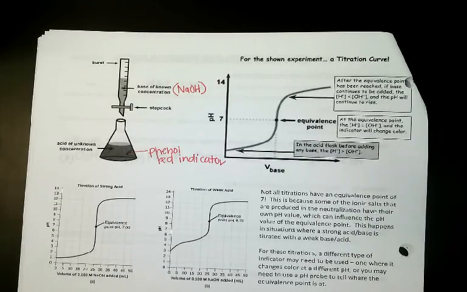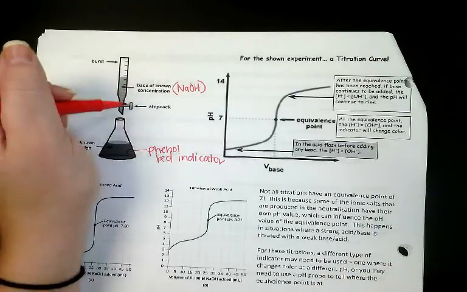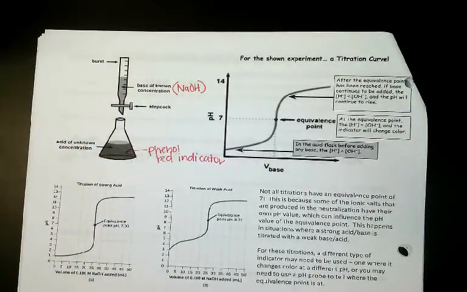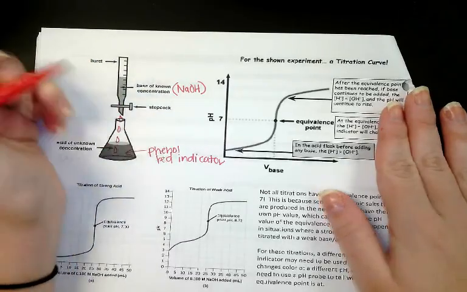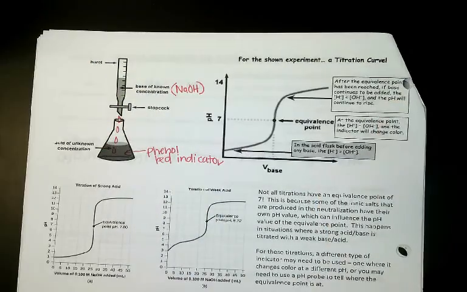Now, what's going to happen is we're going to turn this stopcock. When the stopcock is perpendicular to the burette, y'all know what perpendicular means? Makes a T. When it's perpendicular, that means it's off. When it's parallel, that means it's on. So we're going to turn it on, and it's going to drop the base into the acid.